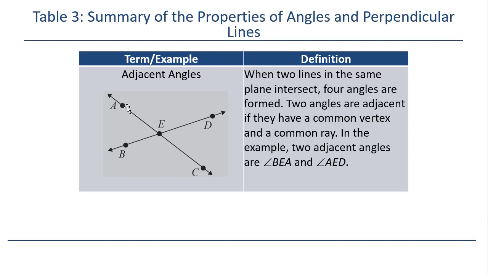Now they don't necessarily have to create a straight line, right? In this example, this angle and this angle add up to this straight line. And we'll learn that that makes them supplementary angles. But adjacent angles don't have to be supplementary. They just have to be touching.